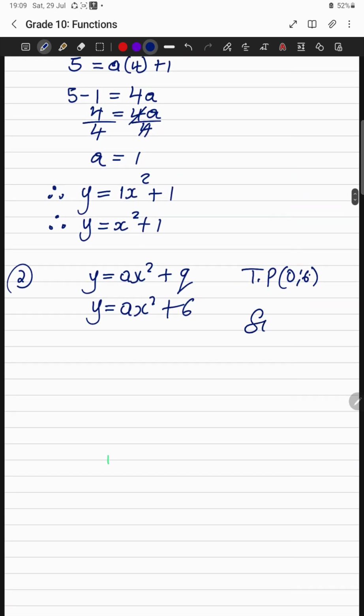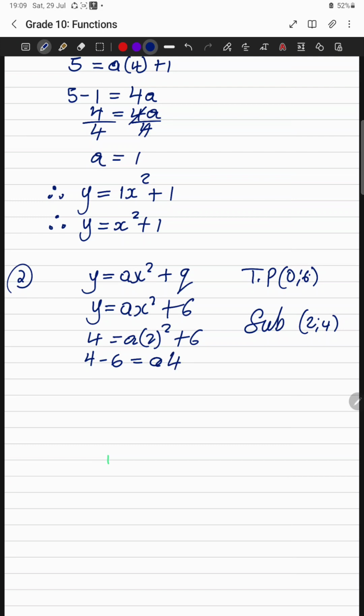The next step, we're going to substitute with that (2, 4). So in the place of x here, we're going to put 2. In the place of y, we're going to put 4. And then we solve for a, guys. So we're going to put 4 equals a into 2 squared plus 6. And then we just work it out. So we transpose 6 to this side. It is positive, it will become negative. And then we must have 4.